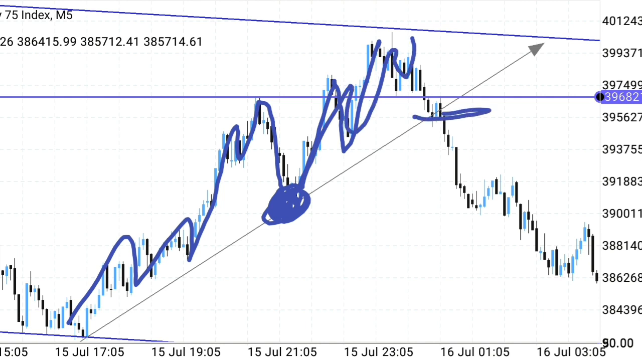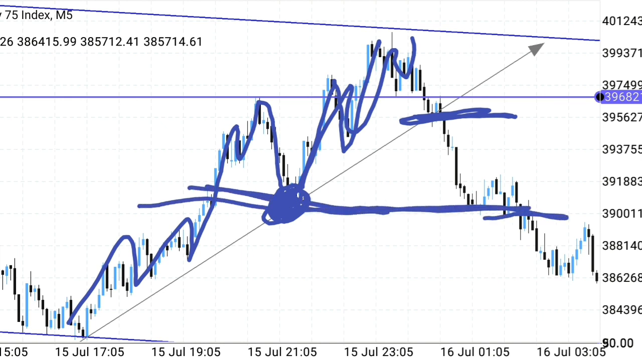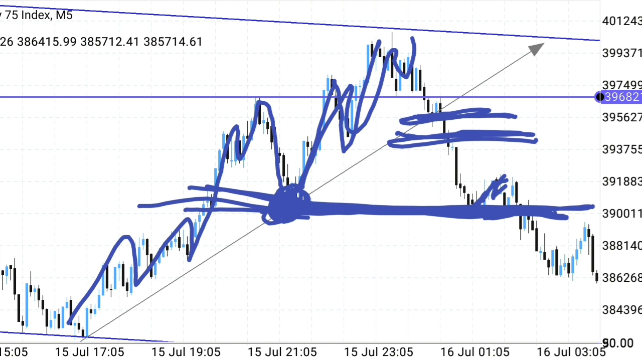Which means if you have executed around here, when the market reaches this key level, you can see the moment when the market hits this key level, it started rejecting. So when you hit this key level, just move your stop loss to break even, and then you take at least 30% of your profit. Are you getting the point?